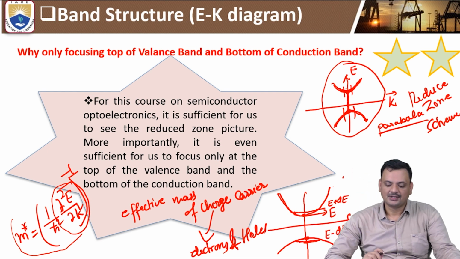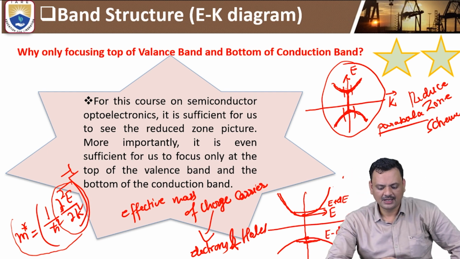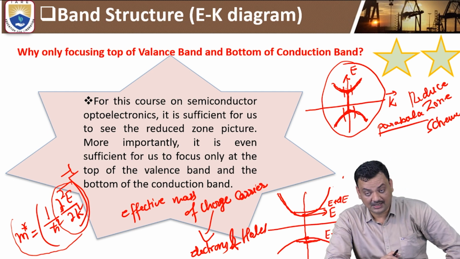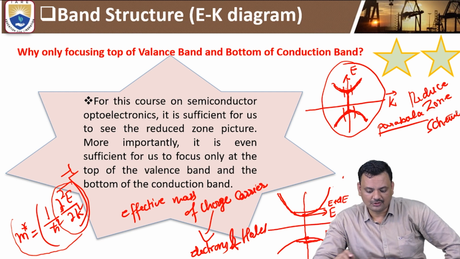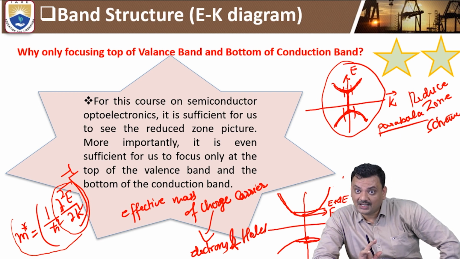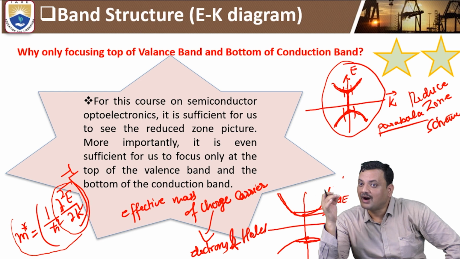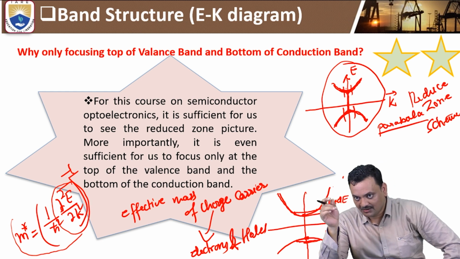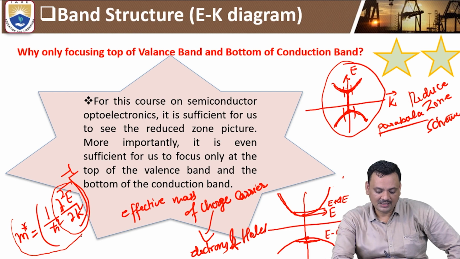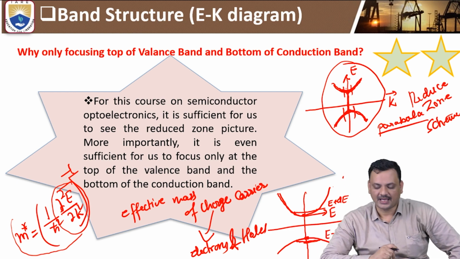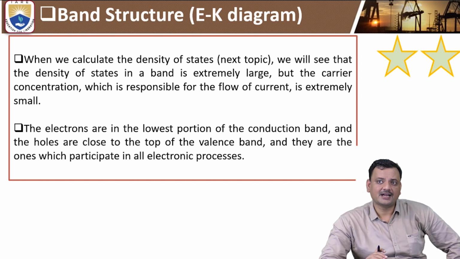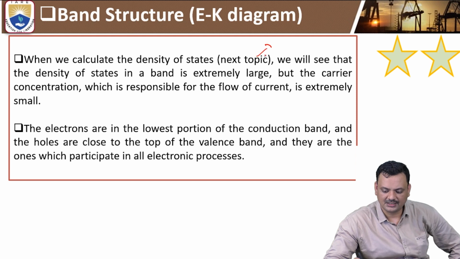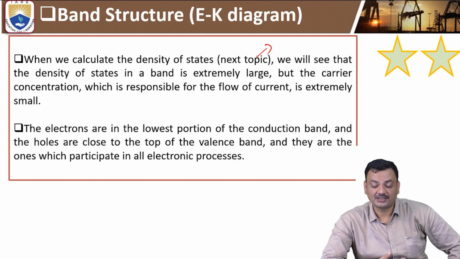Okay. So the same thing is written here. For this course on semiconductor optoelectronics, it is sufficient for us to see the reduced zone picture. More importantly, it is even sufficient for us to focus only at the top of valence band and bottom of conduction band. So why focus on them? Due to getting the effective mass value of charge carriers. We will consider the density of states in my next video lecture.